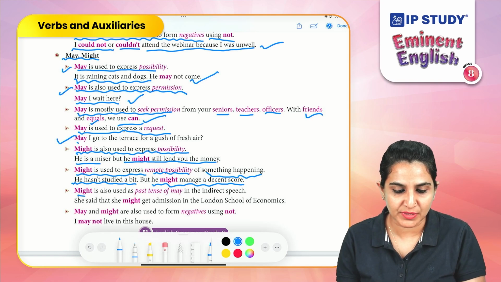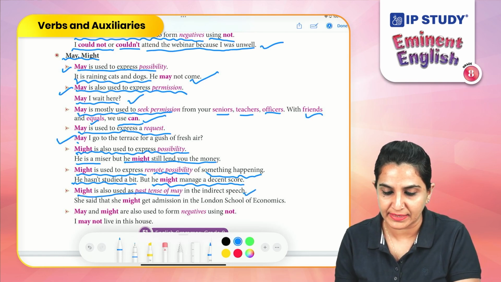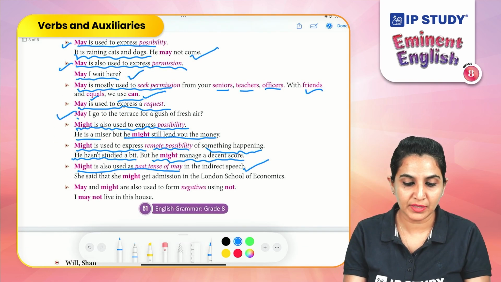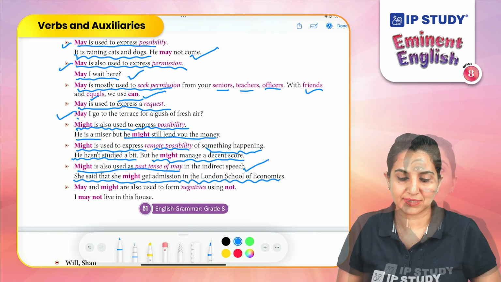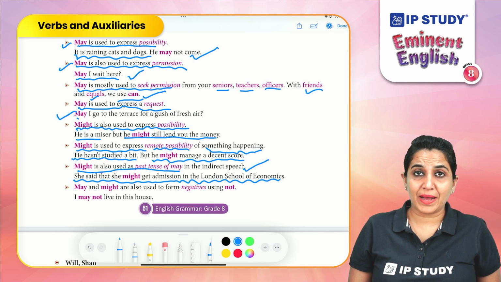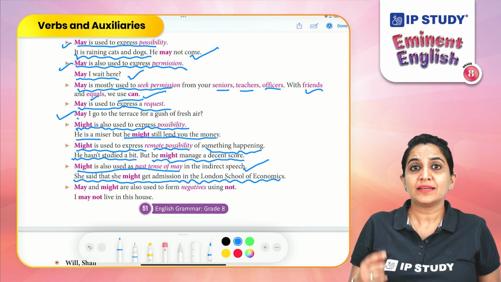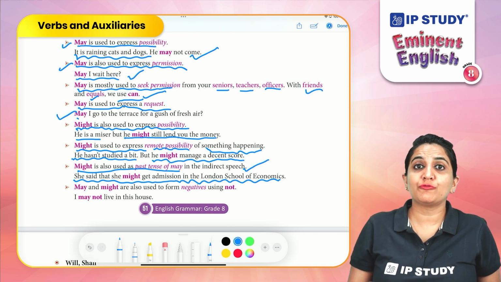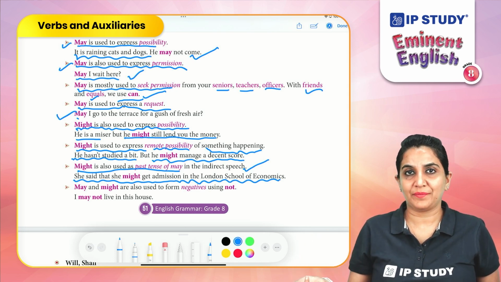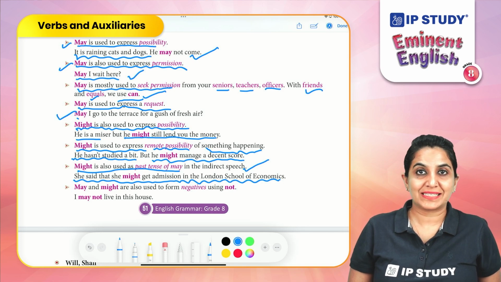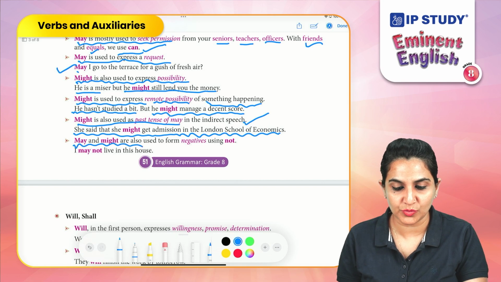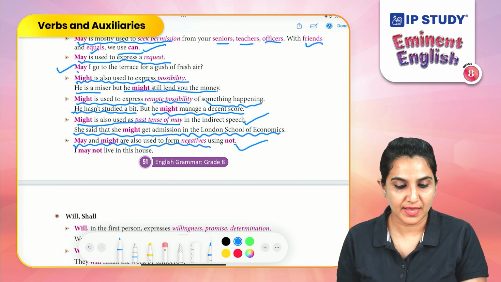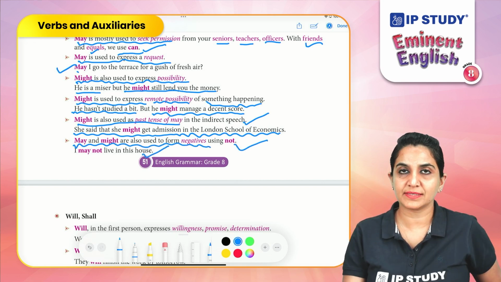Might is also used as the past tense of may in indirect speech. For example, she said that she might get admission in the London School of Economics. For using may or might in indirect speech, we always use might, and for direct speech, we use may. So, might is also used as the past tense of may. May and might are also used to form negatives using not. I may not live in this house.